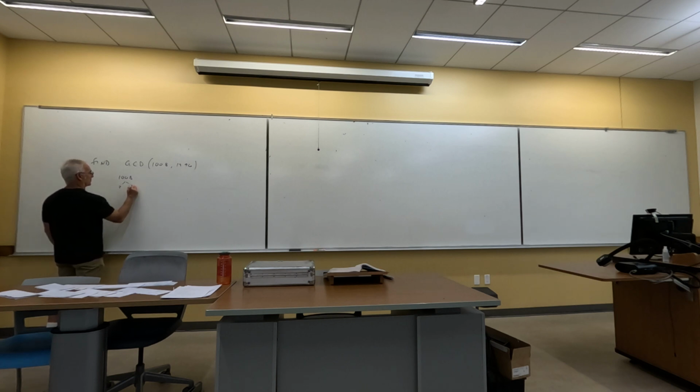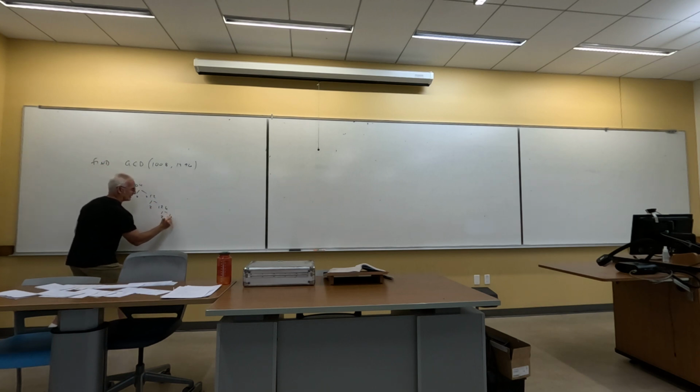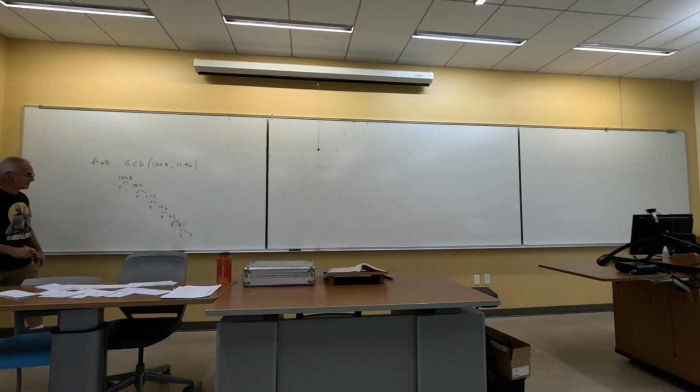So 2 and, what would this be, 504. And how about 2 and 252? So 2 and 126. 2 and 63. So that'd be, what, 7 and 9? Or I'm sorry, not 7 and 9, sorry. 3 and 21, and then that would be 3 and 7. My bad, almost went out of order. Do we all agree with that?